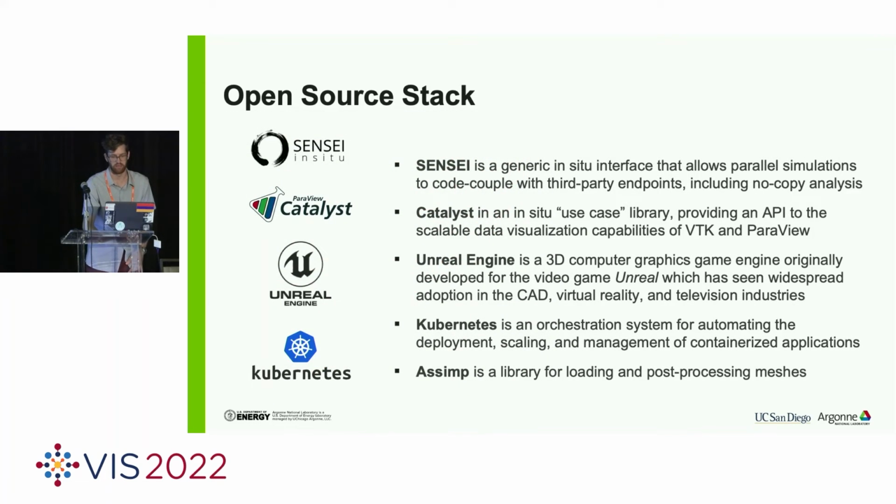So I'm using some common tools. We've seen these talked about today, so I won't go over them in detail, but I'm using Sensei coupled with Catalyst, and our visualization client is programmed in the Unreal Engine. I'm using Kubernetes to handle all the orchestration and things like name resolution between my nodes. And a key piece of this is an open source library called Async, the asynchronous asset loader, which I'm using to actually load the meshes as they're streamed to the client.